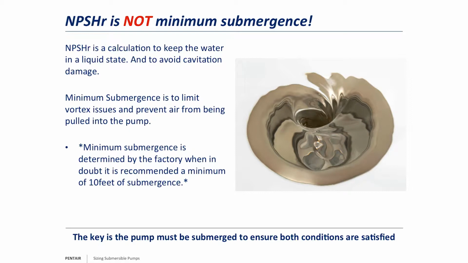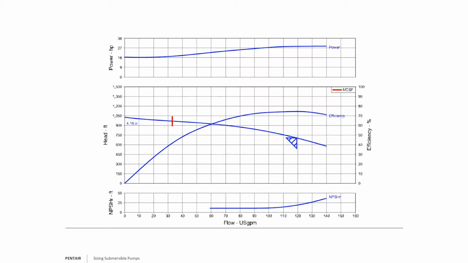So in our earlier case where we had a positive 2 feet of atmospheric pressure still to play with, I would still submerge that pump 10 feet to be safe. The key is you need to satisfy both conditions. Now, let's look at this curve a little bit more in detail. We're going to look here and see that with the best efficiency point, that gallon per minute, I'm going to call it roughly about 119 gallons per minute.